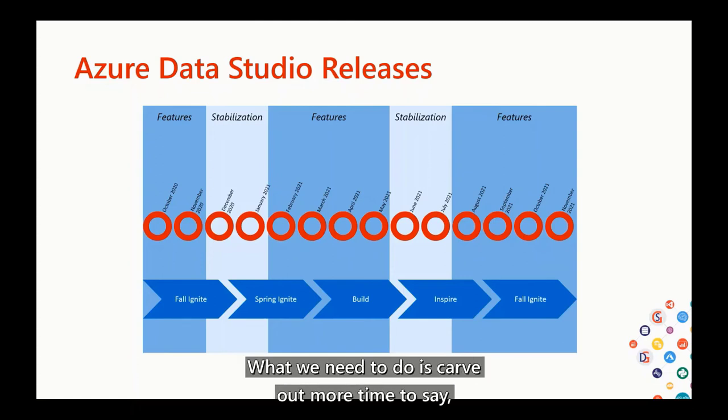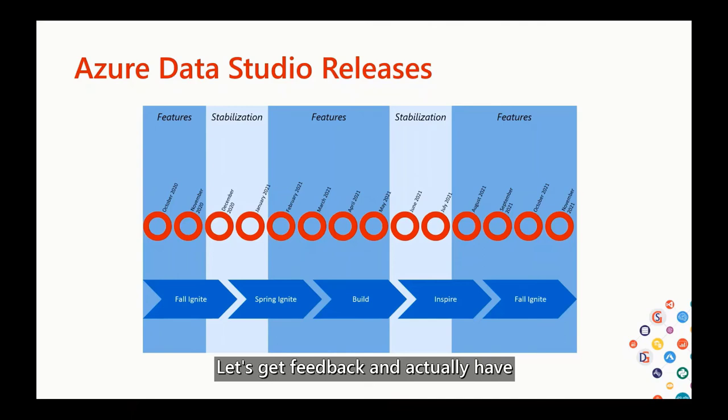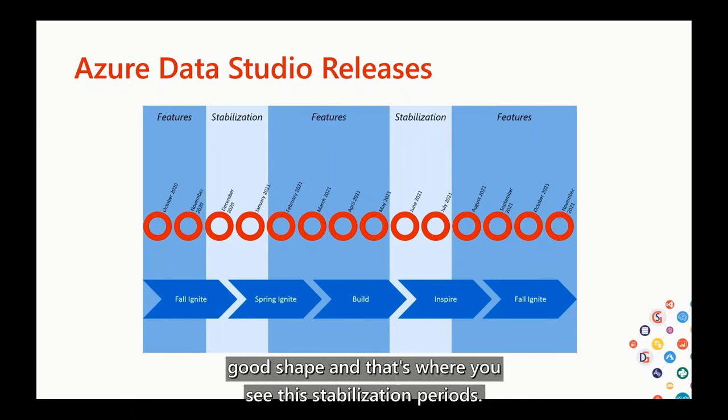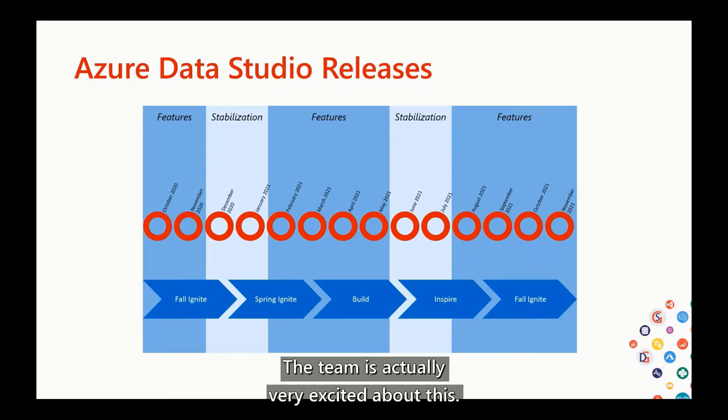What we need to do is carve out more time to say, now let's round that feature out. Let's get feedback and actually have time in the system to respond to it. Let's make sure that the test coverage is really covering everything we needed to do. So we're going to be carving out the last two months of each semester to say, let's finish what we started this semester and make sure it's in good shape. And that's where you see these stabilization periods. And the team's actually very excited about this.